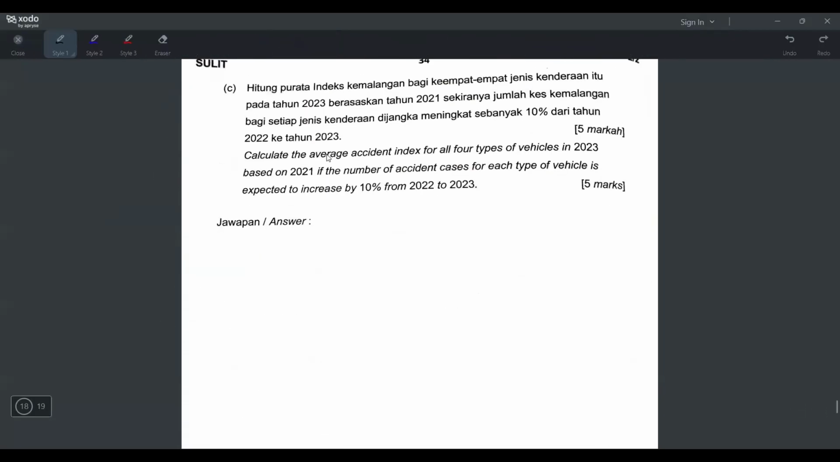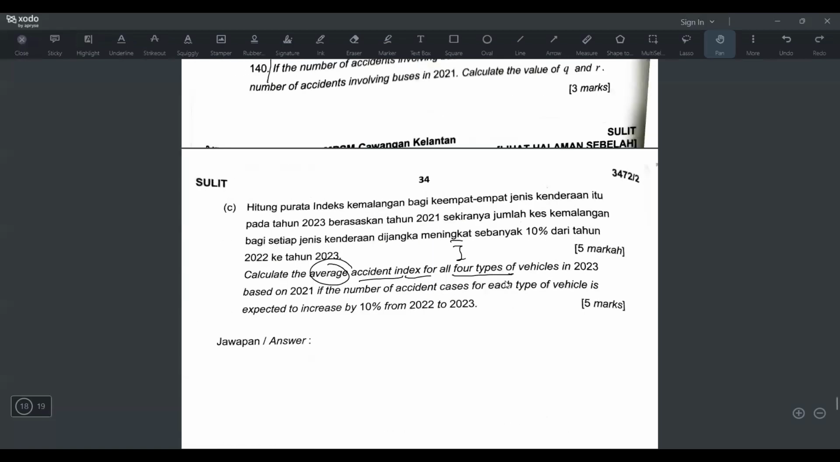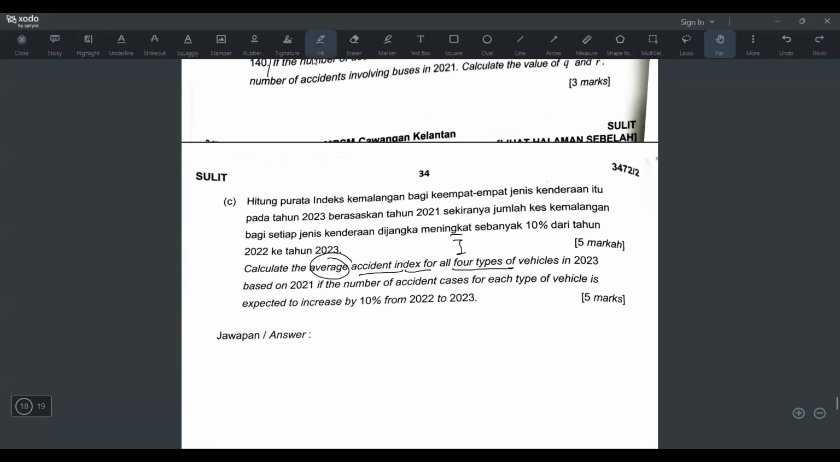Okay, C, they say calculate the average accident index for all four types. So it's the composite index, because they want to find the average for all four types, right? So it means you take the composite index of vehicles in 2023 based on 2021. So later I have to find 23 over 21. So this is the final answer.